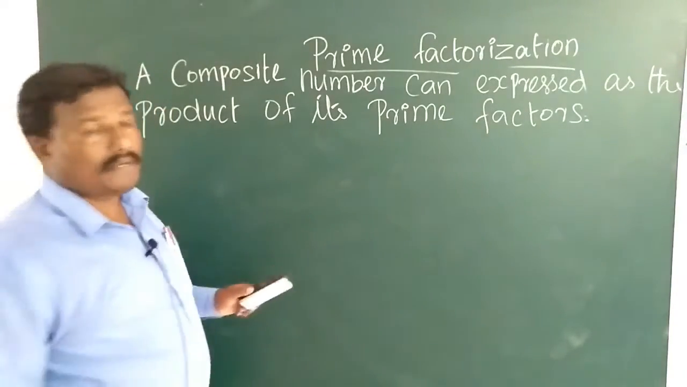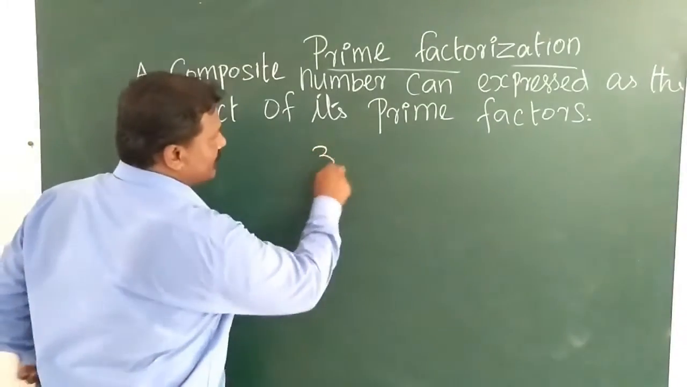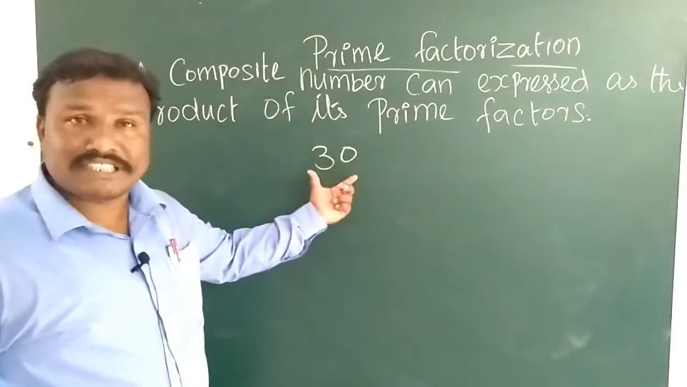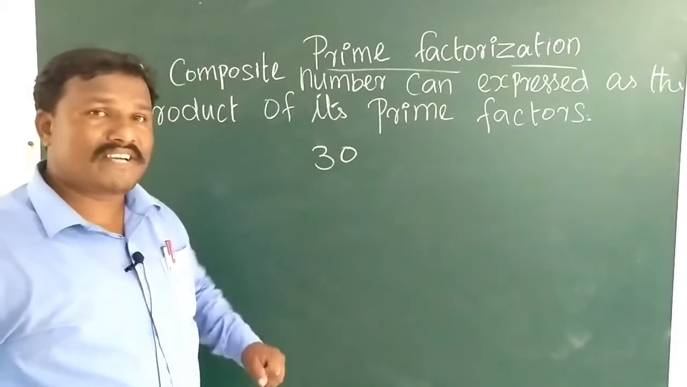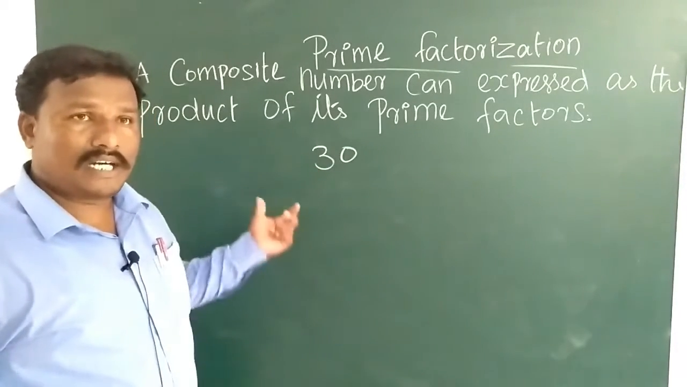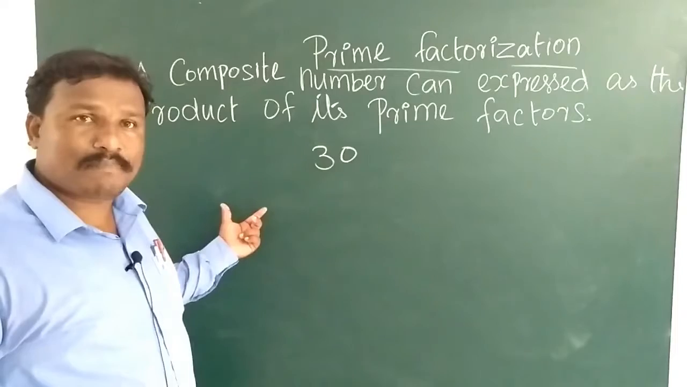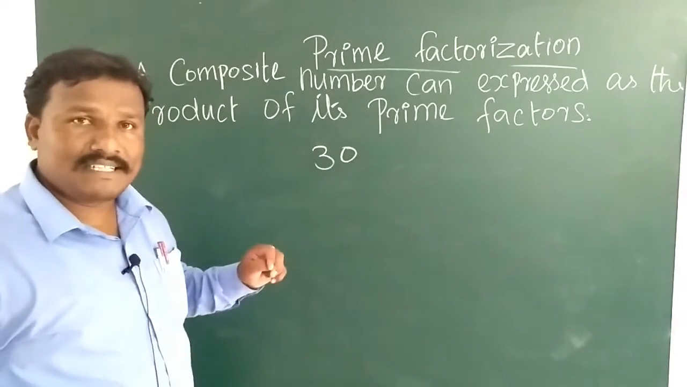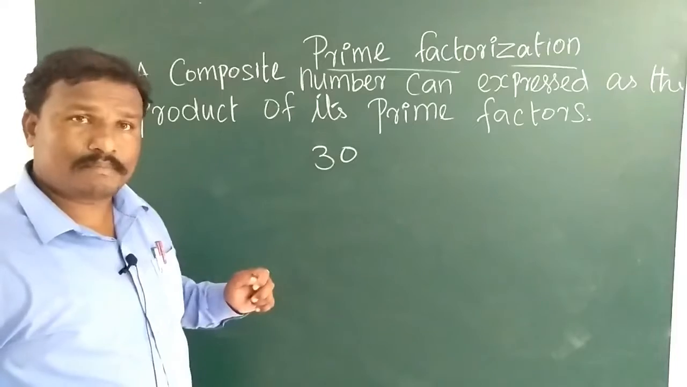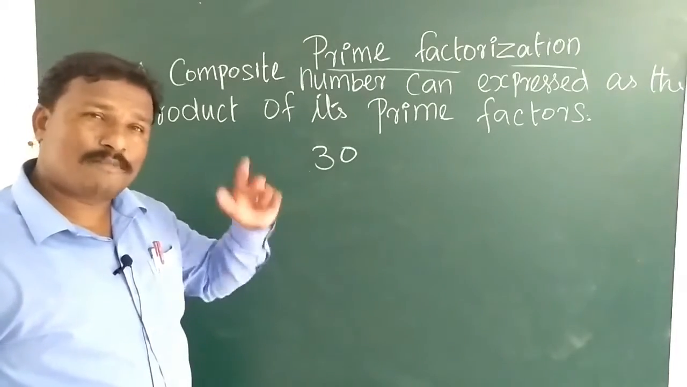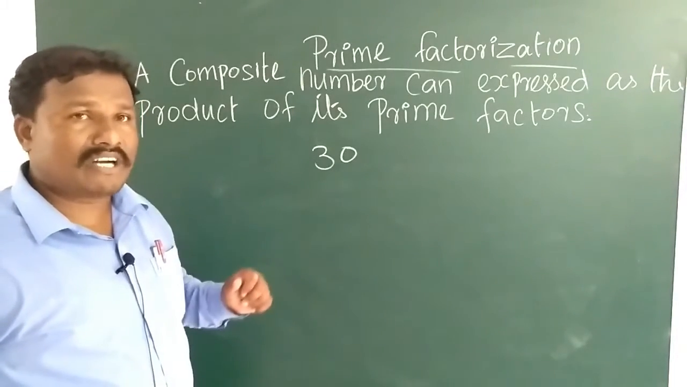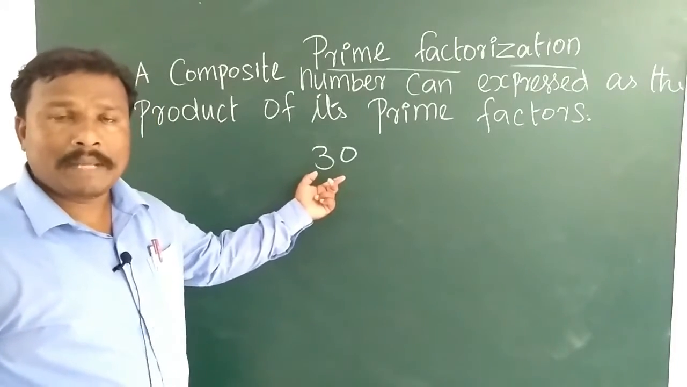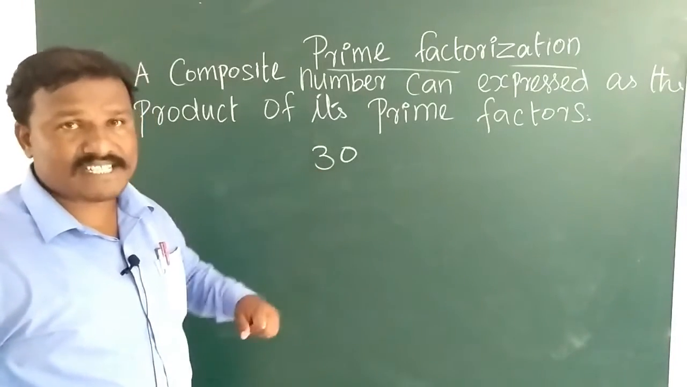Any number, for example, I am going to take 30. 30 is a composite number, because in previous videos I told you which is a composite number and which is a prime number. A number that has only two factors, we call a prime number. A number that has more than two factors, we call a composite number. If you see, 30 is a composite number. How can we say that? Because it can give more factors.